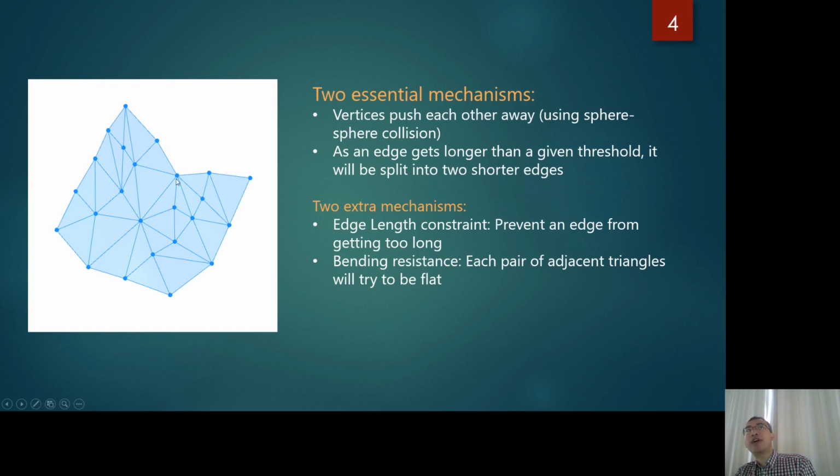And then finally, this is really nice to have: bending resistance. So each pair of triangles will try to be flat. Now, of course, there's no way they will be completely flat because all the forces will try to fold and bend them, and this one will try to spring them back. So the final result is a compromise or an equilibrium between all of these seemingly conflicting forces. The spheres try to push them away, the edge length constraint tries to bring them together if they get too far, and the bending resistance will make them flat, while the other one doesn't really care if they're flat or not. They will just try to fold them so that they are packed and do not collide with each other as much as possible.